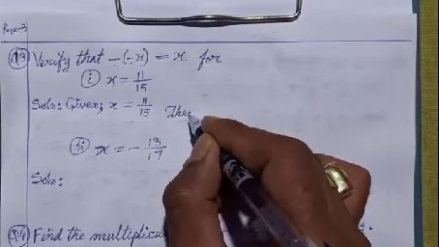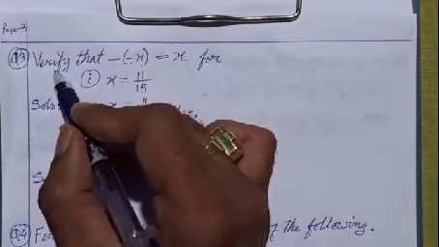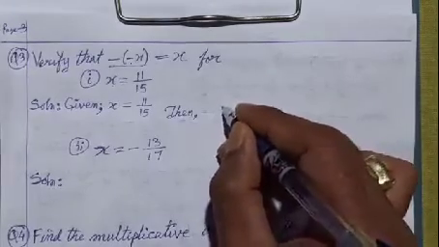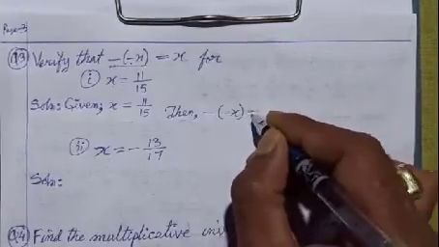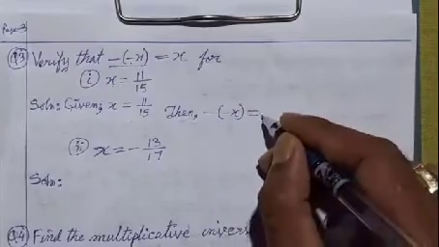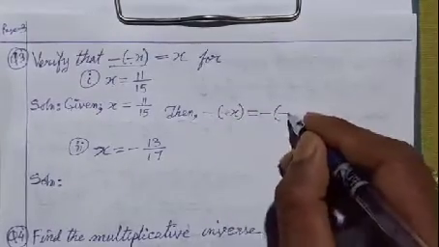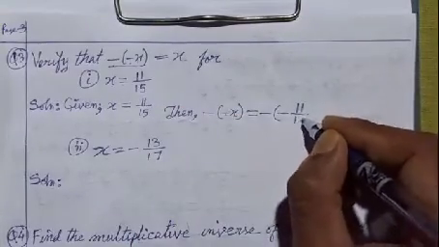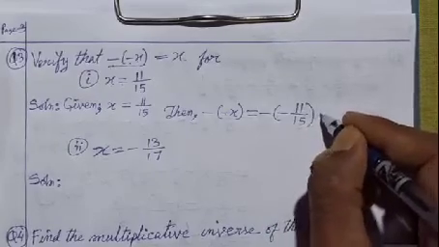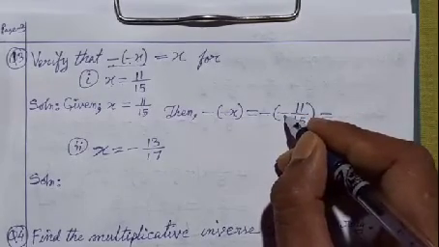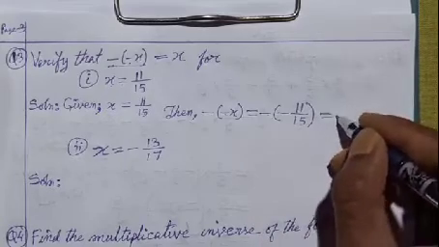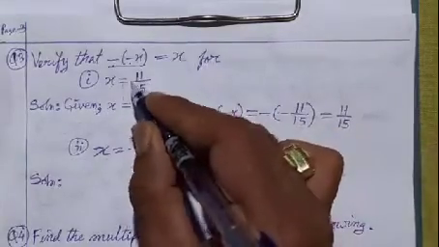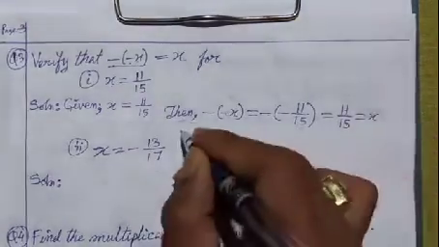Then in the question of verify, we have to take the left hand side part. That means this first. Minus x is equal to, write down minus first, then bracket, then again this minus sign. The x value is given here, 11 by 15. 11 by 15 bracket close, and this is equal to, minus and minus are multiplied, the sign is plus, so no need to give the plus sign. That means we are getting 11 by 15. This 11 by 15 is the same as 11 by 15, and that is x, so it is equal to x.